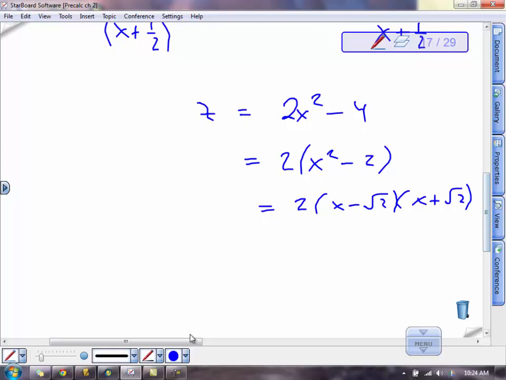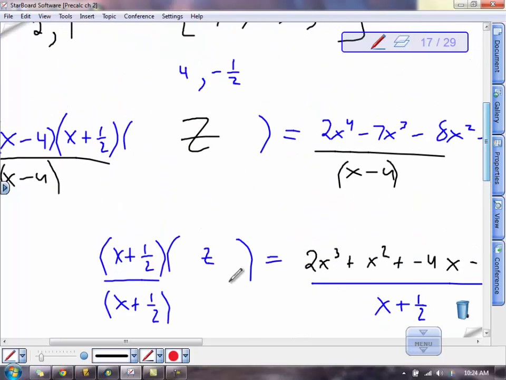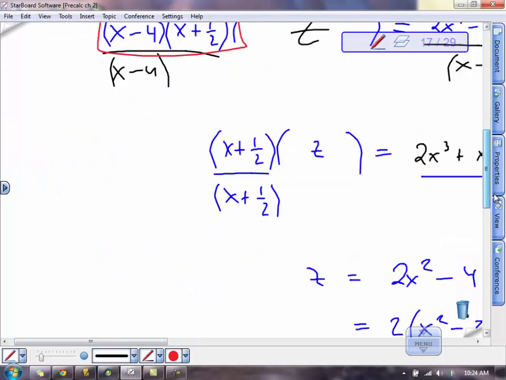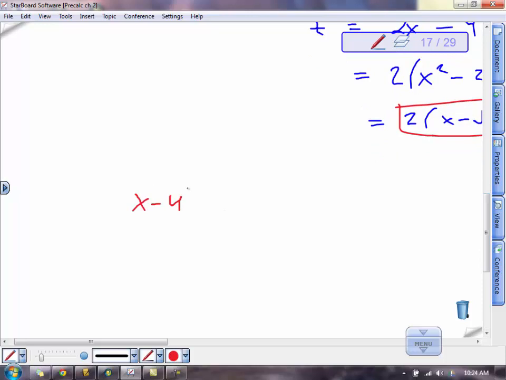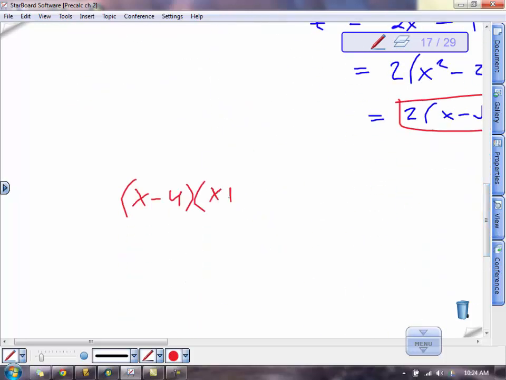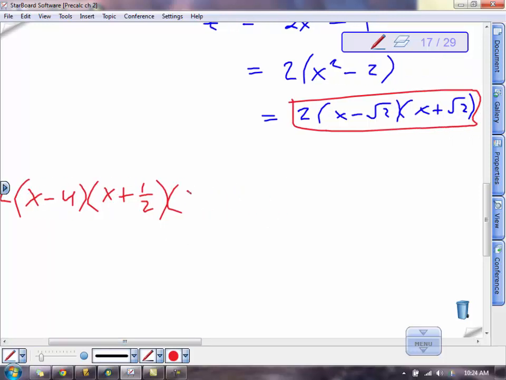So basically, I'm going to take this answer. These are 2 linear factors that are part of the solution. And I'm going to take my other 2 that you guys found using the rational zeros theorem and put them all together now. So I have x minus 4 times x plus 1/2 times, I'm going to put the 2 out front. Doesn't matter where, multiplication is commutative, so order doesn't matter. And then I have these other 2 factors, x minus square root of 2 and x plus square root of 2.